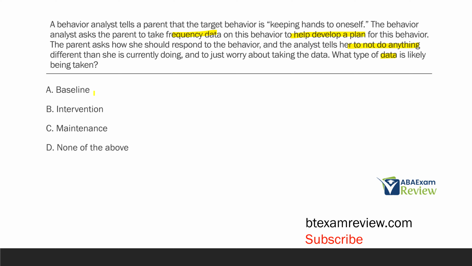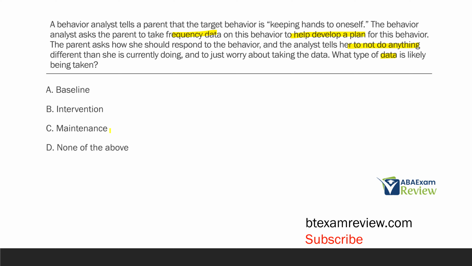So what type of data is being taken? Well, A, baseline. We discussed why it's not B, intervention, because we're still developing the plan. We're not intervening yet. We're not doing anything yet. And then maintenance is going to follow intervention. We haven't even started intervention. Therefore, we can't have maintenance data quite yet on this behavior.